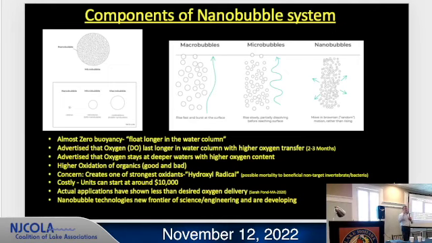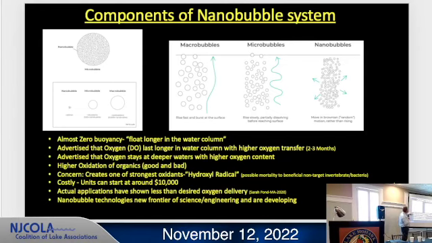Nanobubbles have almost zero buoyancy. So when you send them into the water column or into the middle of your pond, they don't go up to the top and pop. They'll float through the system and bring oxygen into your lake system. That's the biggest criterion that helps the nanobubbles. There are pros and cons to everything too.